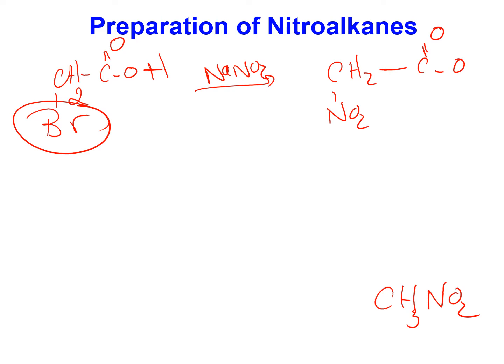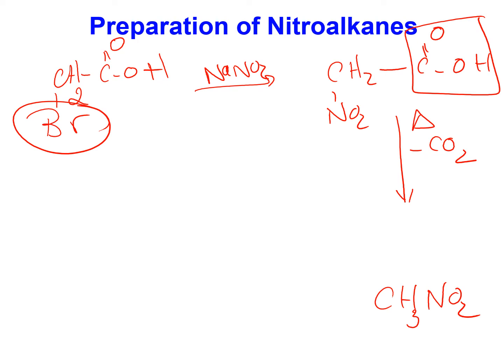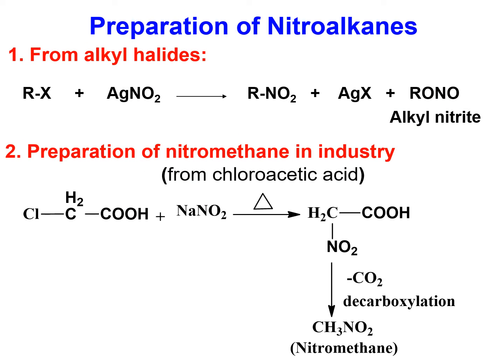The only problem is that they still have a carboxylic acid group, which they lose through heating, leading to decarboxylation. Heating in the presence of a base to decarboxylate the compound results in the nitromethane. This is how the reaction is performed. As we said, this is how the preparation of nitro compounds is performed.